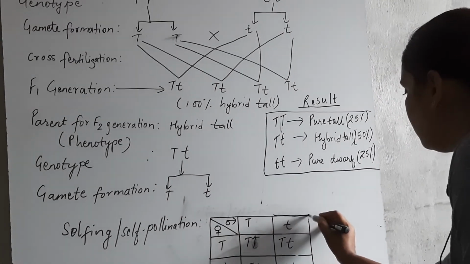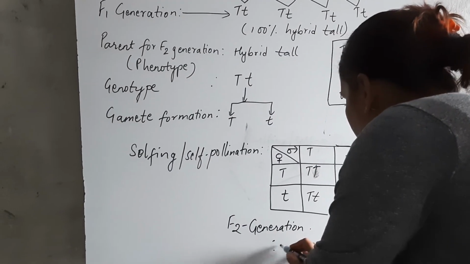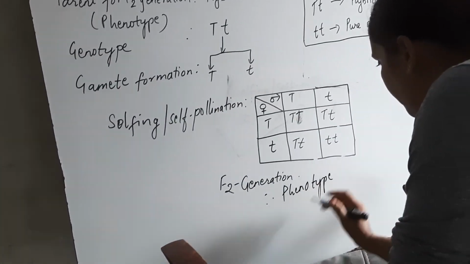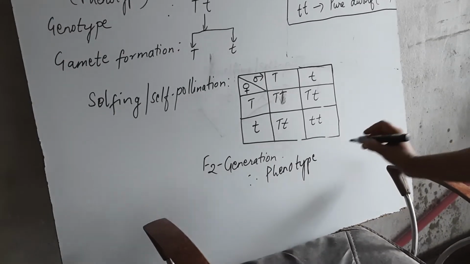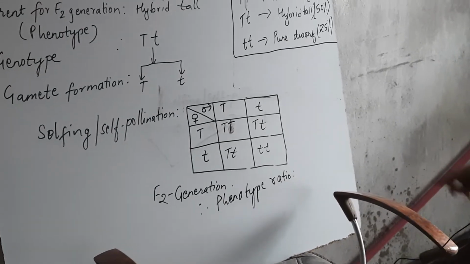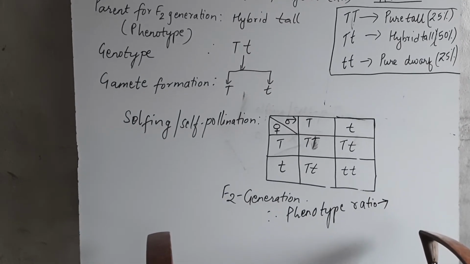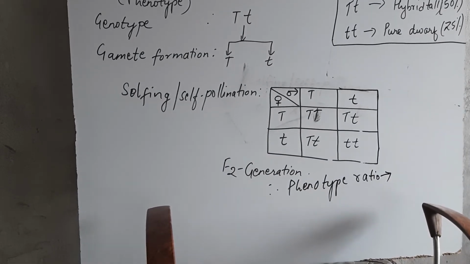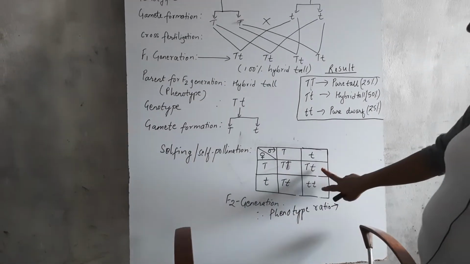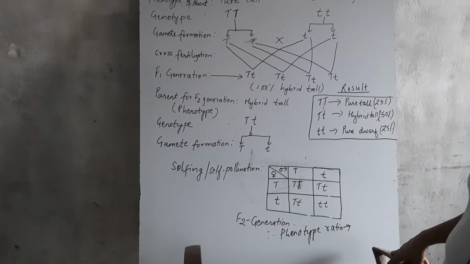Now phenotype ratio. Phenotype means it is the external morphological characteristics. Then whenever we look or observe the results of F2 generation, phenotypically we can study two different characteristics in the offsprings produced.